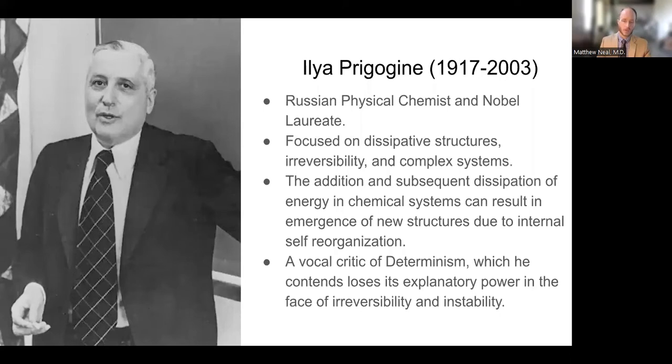Ilya Prigogine, Russian physical chemist, Nobel laureate. He was one of the first to actually say that he studied complex systems, but a lot of his work was on dissipative structures and irreversibility, chemical systems that are far from thermal equilibrium, which incidentally happens to be where complex phenomena tend to arise if they're going to.